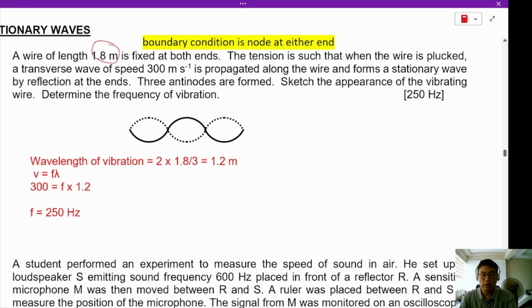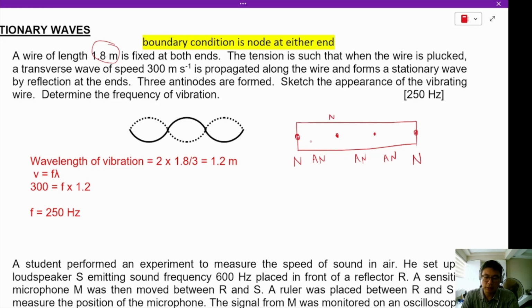Now supposing that you didn't have the answer here, how would you actually solve this question? You solve this question by putting 2 nodes at either end. We know that there will be 2 nodes because these are the boundary conditions. Then we have 3 antinodes in between. Antinode, antinode, antinode. Now, in between the antinodes, you know that there must be nodes as well. So there's a node here, a node here. And that way you can draw the standing wave, okay, like that.